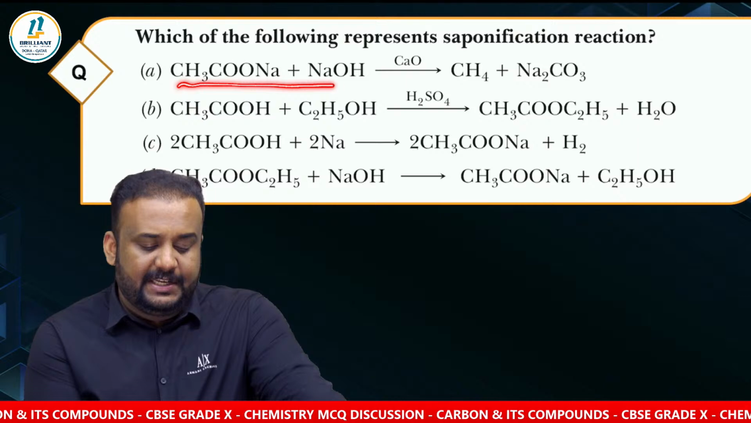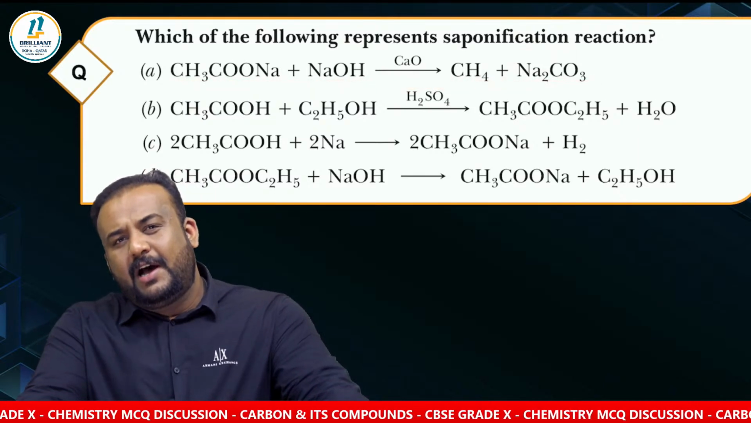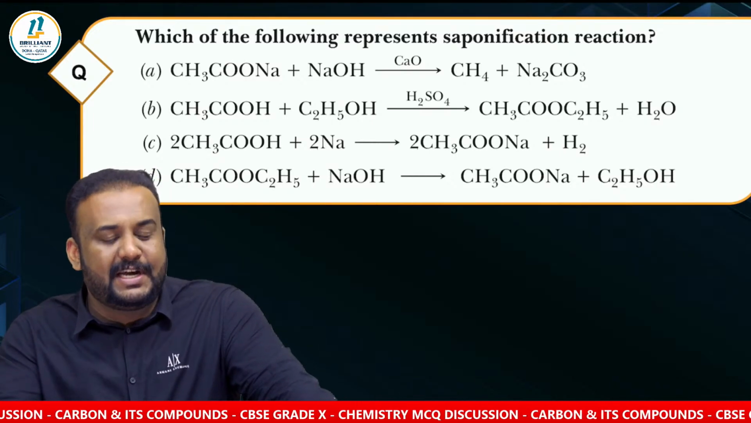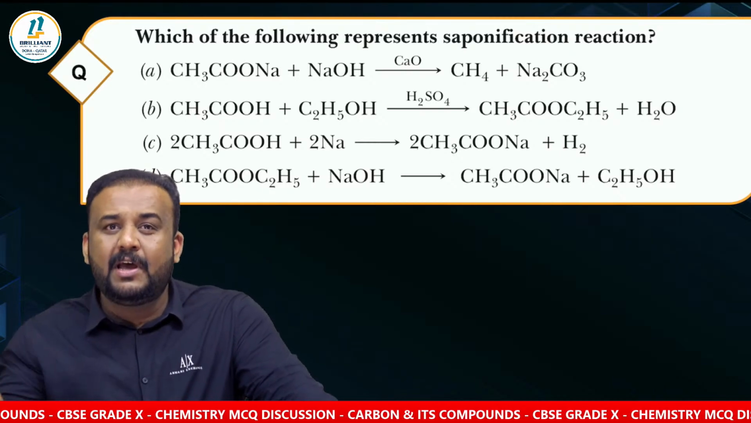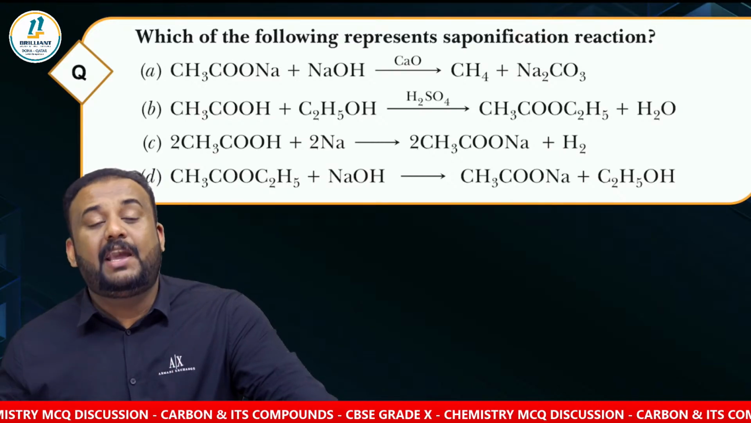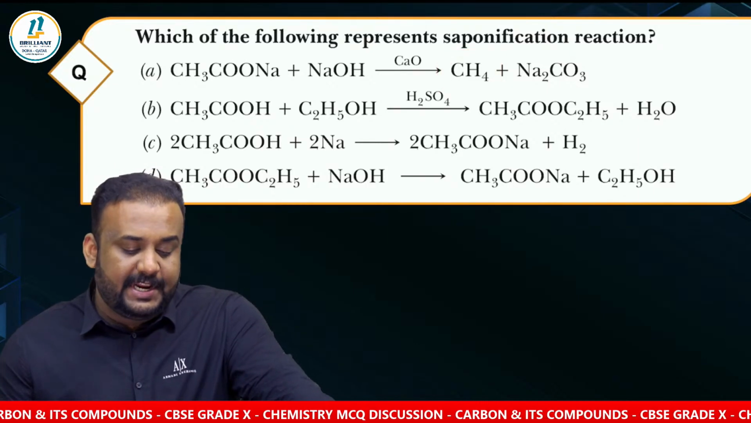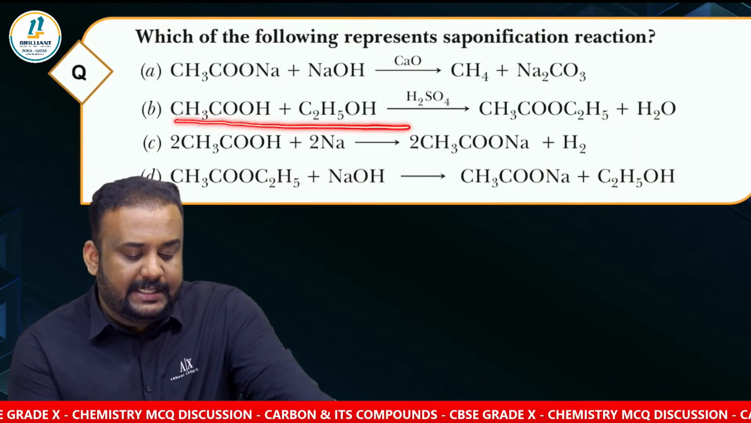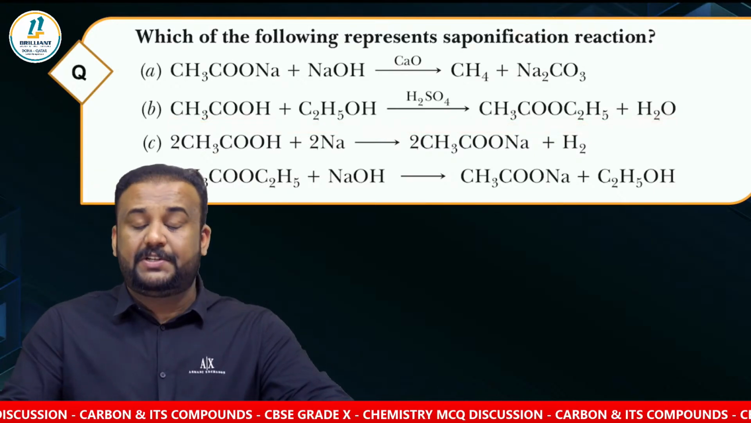The first reaction is CH3COONa plus NaOH gives CH4 plus Na2CO3. This reaction is something which you haven't studied till now. This is a reaction from 11th standard. It's called the decarboxylation reaction. It is a reaction used for removing the carboxyl group from a sodium salt of carboxylic acid and making an alkane out of it. You can see that methane is the major product here. So this reaction is called decarboxylation. Anyway, it's not saponification. Now the second one is CH3COOH plus C2H5OH in H2SO4 giving CH3COOC2H5 plus H2O.